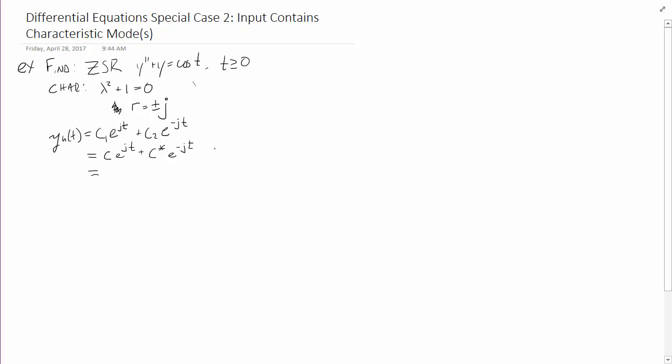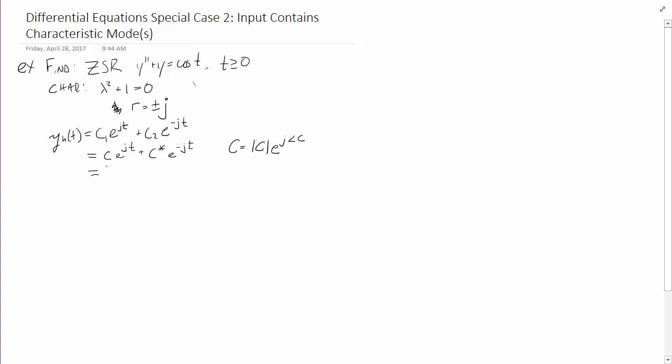To help simplify this equation, I want to write C in a special form. Because I know it's complex, or in general it could be complex, I'm going to let C be the magnitude of C times an exponential. And that exponential will be raised to j and the argument of C. So this is just a polar way of representing a complex number.